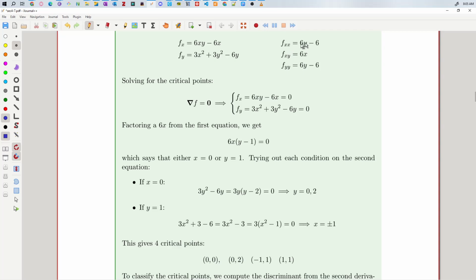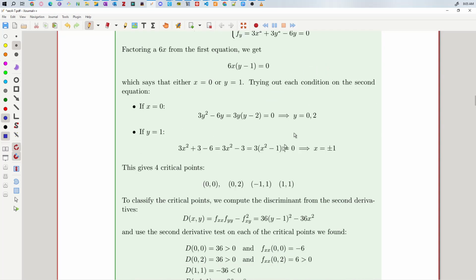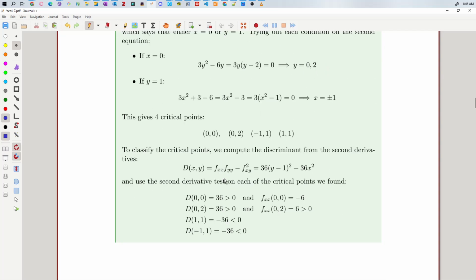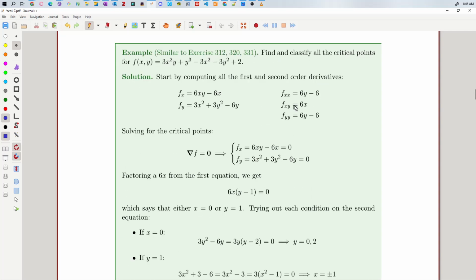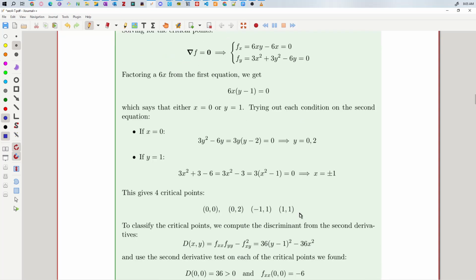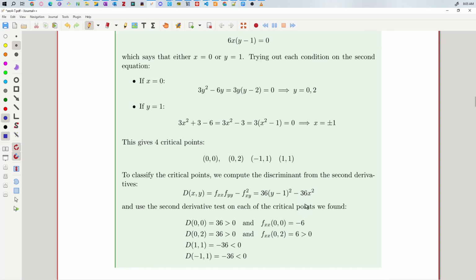Okay, so what you can see is that when we multiply these, I factor out a 6. If you factor out a 6, you'll get a 6 times y minus 1, and then you're multiplying it by itself, so you're squaring it. That gives you 36 times y minus 1 quantity squared. And then f_xy squared is just going to be 36x squared. So you get that guy.